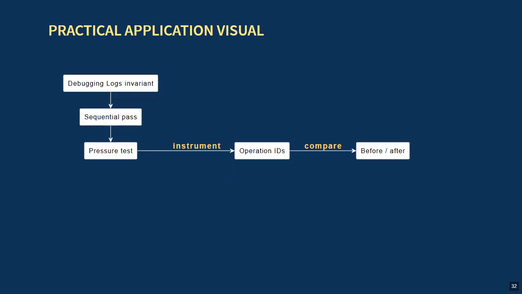This practical application diagram shows the workflow students should follow. Name the invariant, run a sequential case, add pressure, instrument the behavior, and compare the before and after evidence.